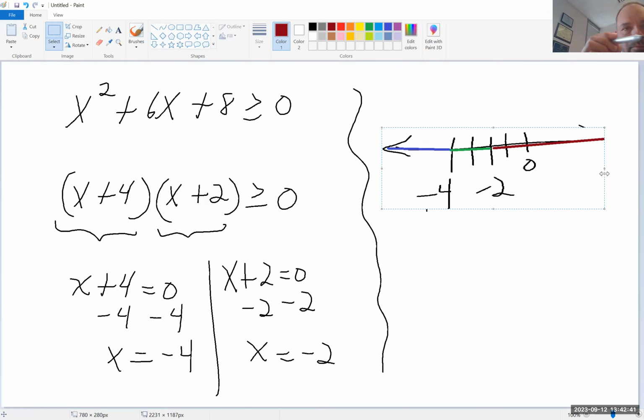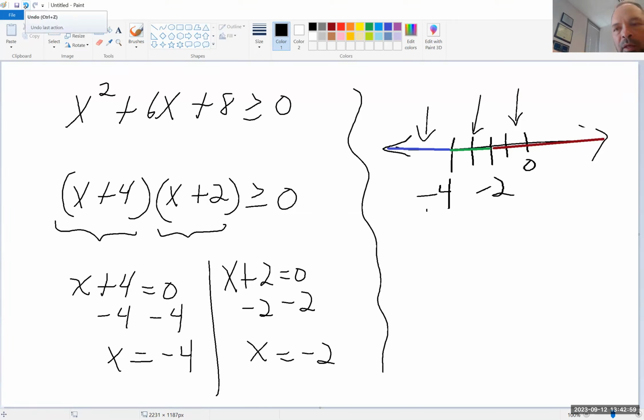All right, so I'm going to pick a value in here, a value in here, and a value over here. And obviously we probably want to pick something easy to work with, so probably some kind of integer, like maybe -6. And then I'm pointing at a -3. And I'm just going to use a 0. Those are going to be my 3 test points.